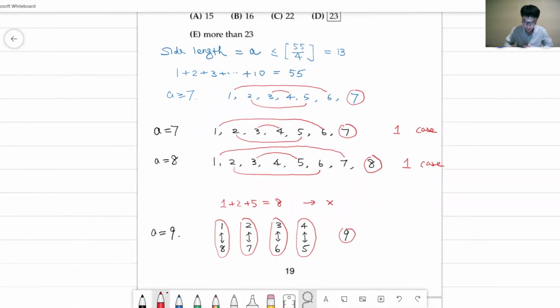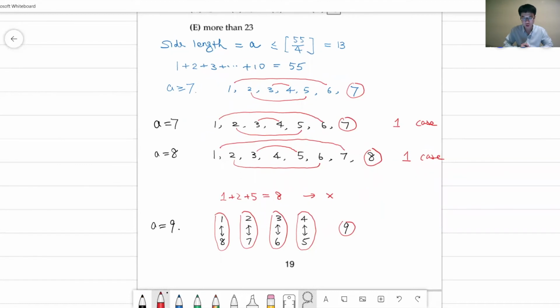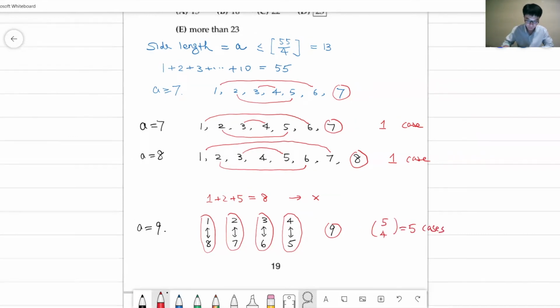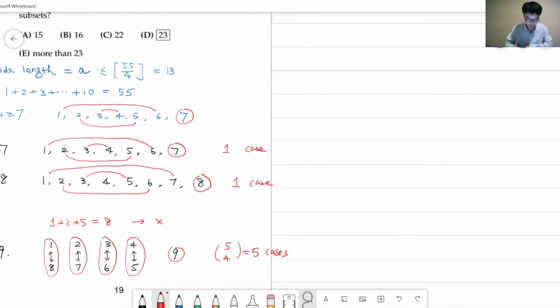And we cannot use 3 sticks to form 9. Of course, we can add 3 values to get 9, but for the same reason, if we do that, we don't have enough 9s. So here we only have these 5 ways, but to form a square we only need 4 sides. So here we have 5 choose 4 equals 5 cases. That's for 9. Okay, let's go to 10.